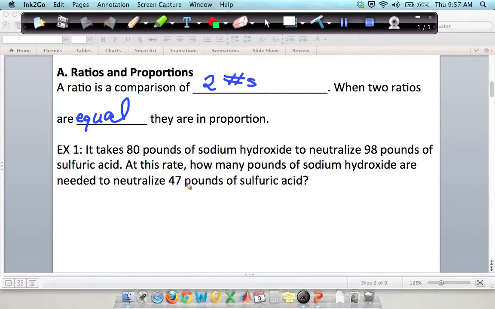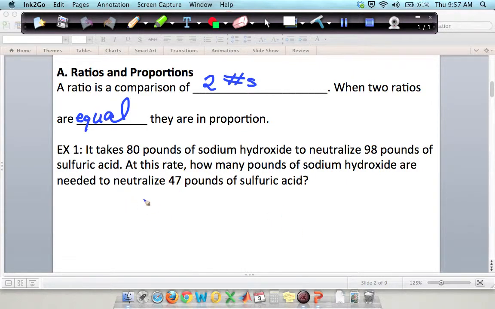So let's look at this first one. It says it takes 80 pounds of sodium hydroxide to neutralize 98 pounds of sulfuric acid. And let's say you have 47 pounds of sulfuric acid. How many pounds of sodium hydroxide are needed? There's many different ways to set up this proportion. As long as you have the same units in one fraction as on the other, you're okay.